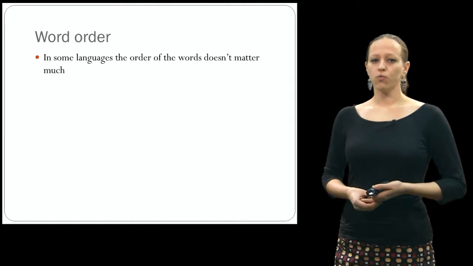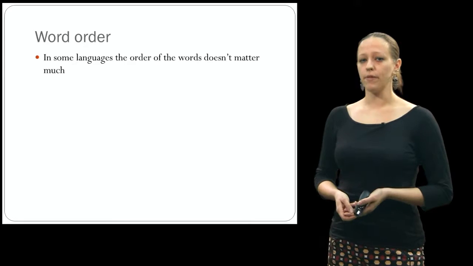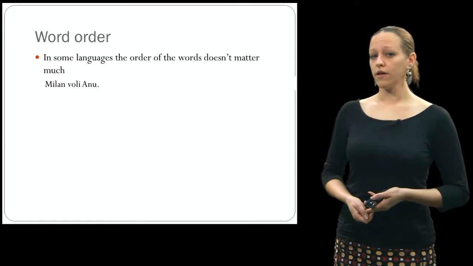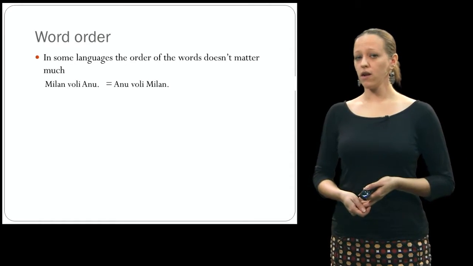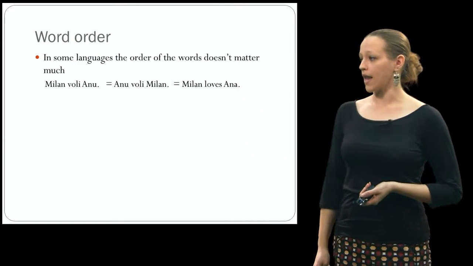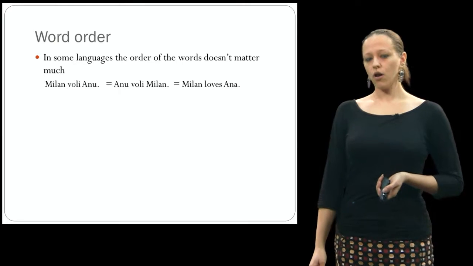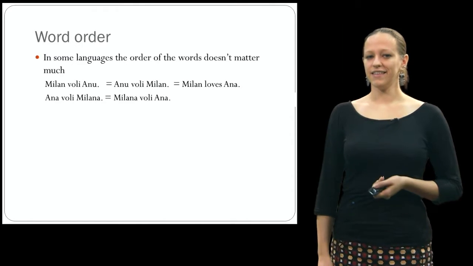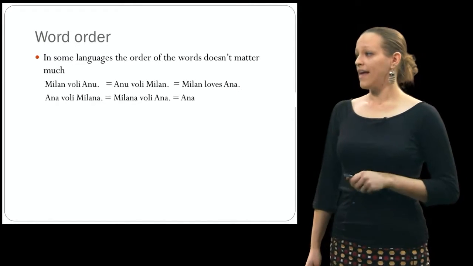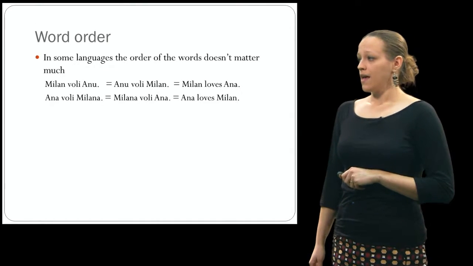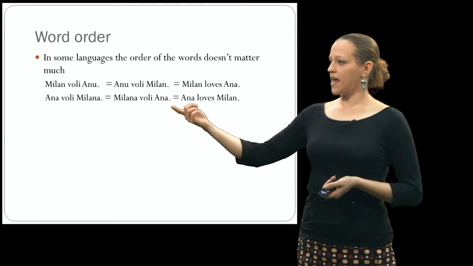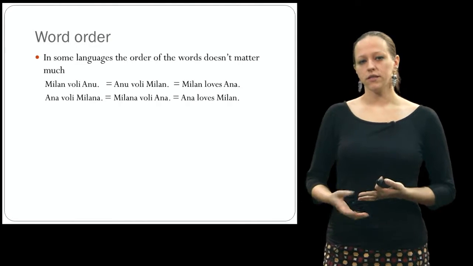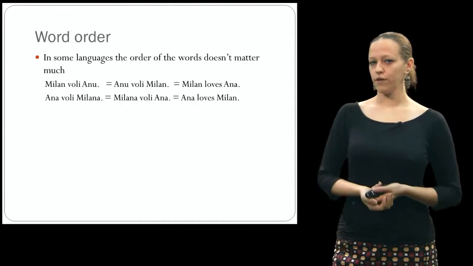In some languages, the order of the words doesn't matter much. Now, the following example is from Croatian. You don't have to worry about the example, but I will just show you that, for example, "Milan voli Anu" is exactly the same as "Anu voli Milan". And it means that Milan loves Anna. It doesn't matter which name comes first, this will always mean that Milan loves Anna. If we say "Anna voli Milana", it is exactly the same thing as "Milana voli Anna", and it means that Anna loves Milan. The only thing that's different is the ending on the names Anna and Anu, Milan and Milana. And this ending shows us who loves whom. It's not the position of the word.